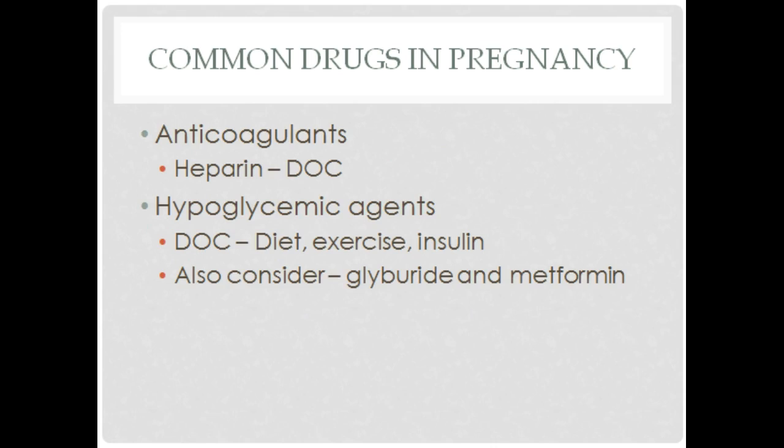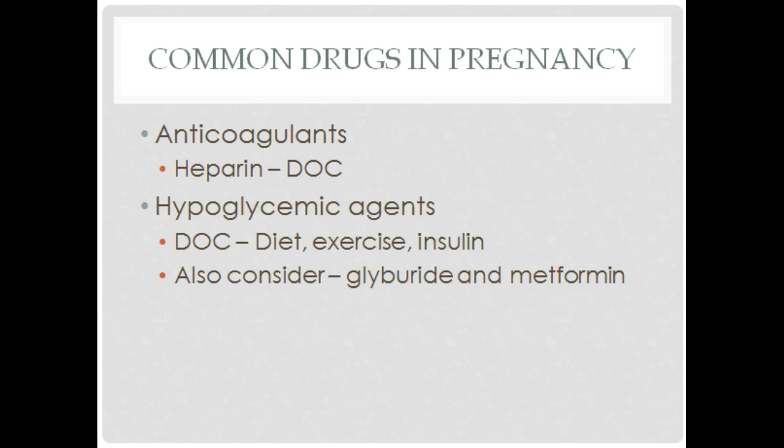Alright, so common drugs in pregnancy continued. Anticoagulants, just know that heparin's your drug of choice. It has a hard time crossing over the placenta, again, because it's so big, like I mentioned earlier. And Coumadin just comes with a laundry list of issues that it can cause, and it has no trouble crossing. So heparin would be your go-to in pregnancy if they needed an anticoagulant.